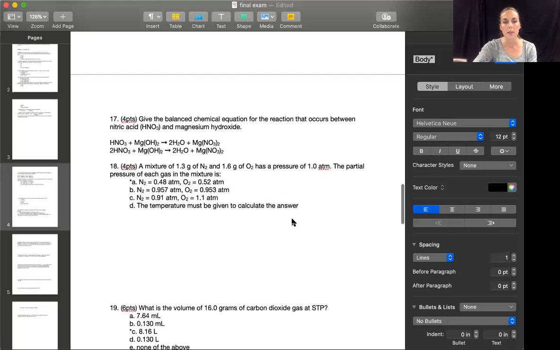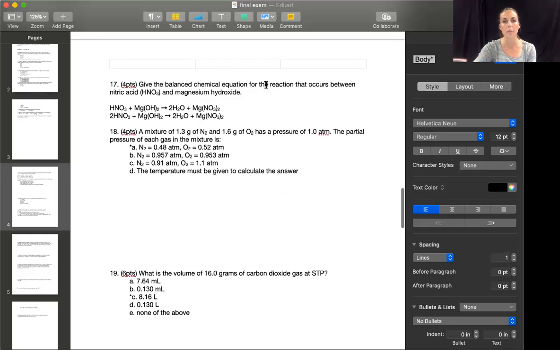Okay, so number 17 says, give the balanced chemical equation for the reaction that occurs between nitric acid and magnesium hydroxide. I went ahead and typed it out. So nitric acid, this is going to be an acid-base reaction, which you should know because we have a nitric acid and then we have magnesium hydroxide. Hydroxide is a base.